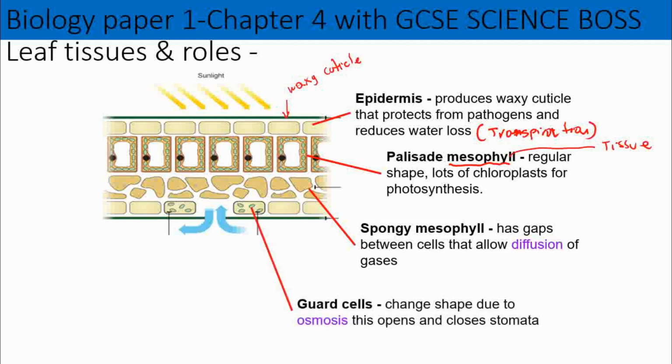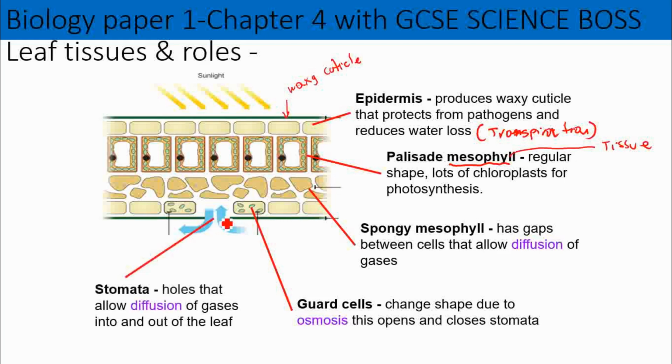Then at the bottom here, you have your guard cells, okay, and these guard cells, they can change shape. We're going to look at that in a little bit. Due to osmosis, it allows for the opening and closing of the stomata, okay. So your stomata is that air hole here, right, which allows gases to move in and out. Now, which gases will be moving out? Which gas will be moving in? Carbon dioxide is going to be moving in. Oxygen is going to be diffusing out. Make sure you know the structures of the leaf here.